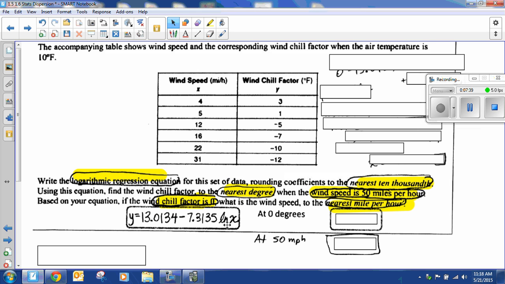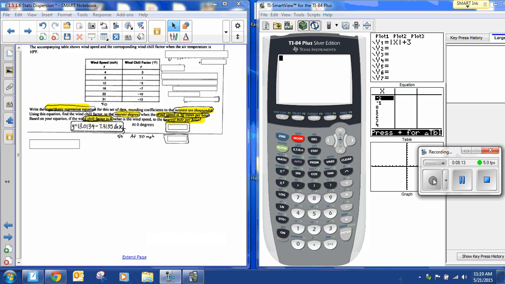So, after doing so, you end up with this right here. Y equals 13.0134 minus 7.3135 ln x. Please include the ln x. So, when we plug in, we want to solve for what it feels like when the wind's blowing 50 miles an hour. So we simply replace our x with 50, plugging into the calculator. I'll show you how we do that. You literally just type in the expression.